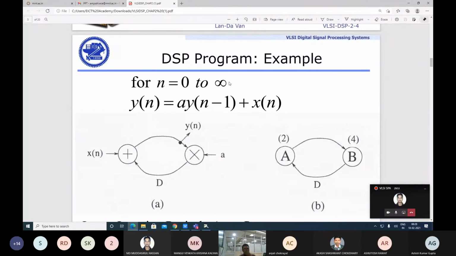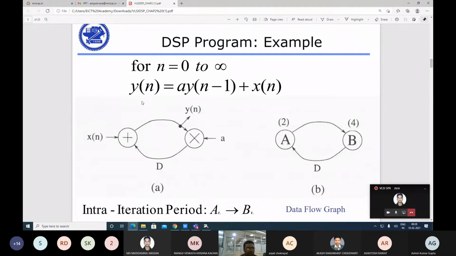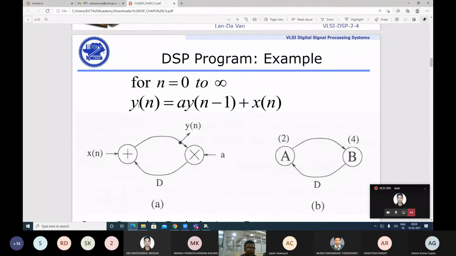If I want to consider one particular filter, let's say one IIR filter, the equation is y(n) = a·y(n-1) + x(n). This is just an equation that we are talking about.